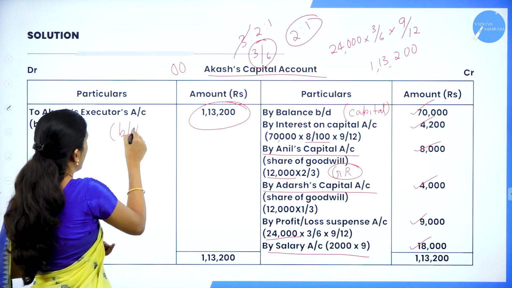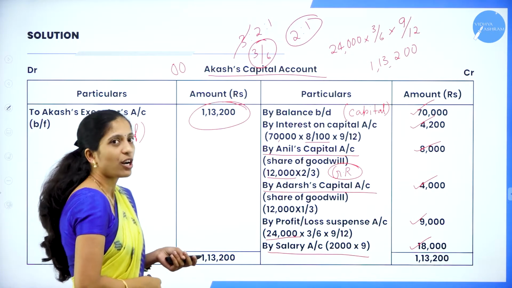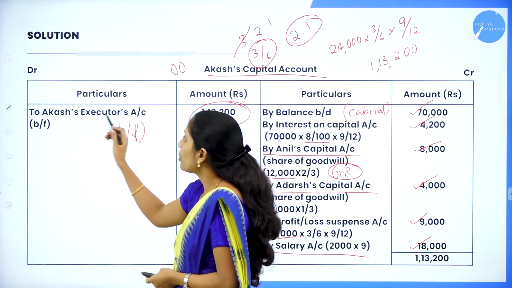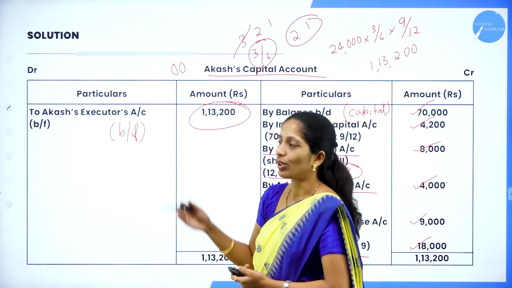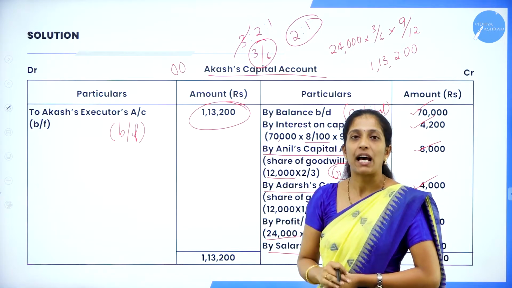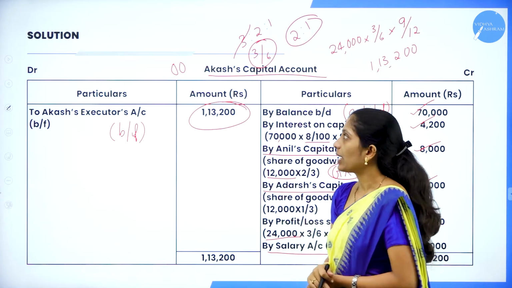So what it is? It is a balancing figure. Now this amount has to be transferred to his executor's account. So how to record? To Akash executor's account. So that is the balancing figure. Hope you have understood how we have to prepare the deceased partner's capital account.